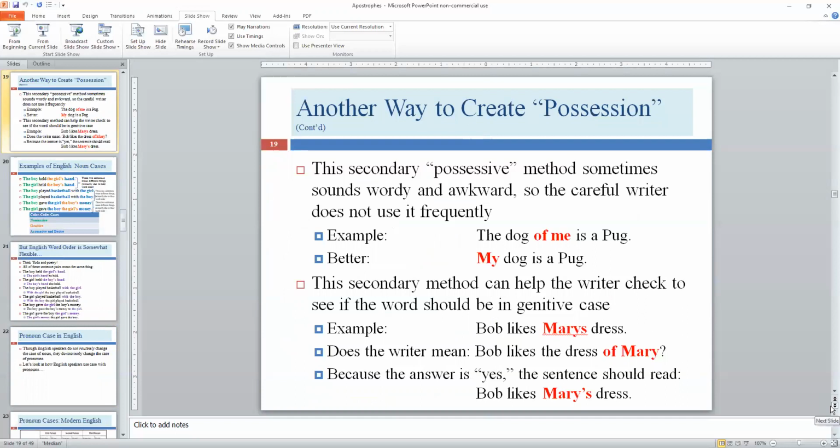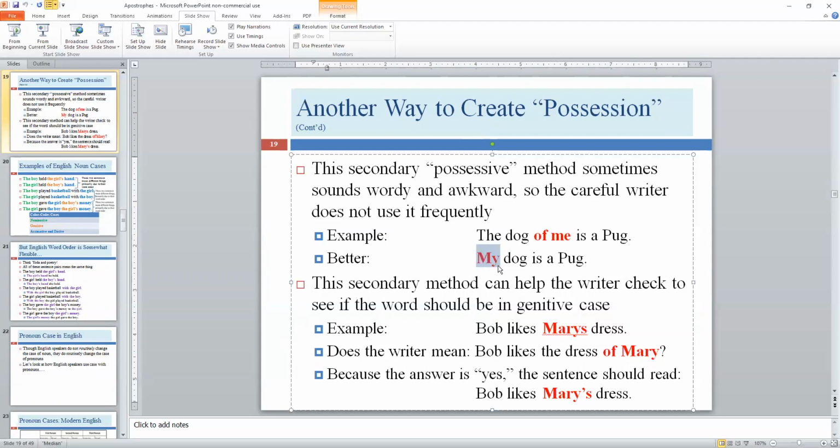Let's, for a second, say that we want to describe in a sentence the fact that I own a dog, a pug. We might say, the dog of me is a pug. This is grammatically correct, even though it sounds very, very strange, because me is the object of the preposition of, and that's correct. Me is the form for the object of the preposition.